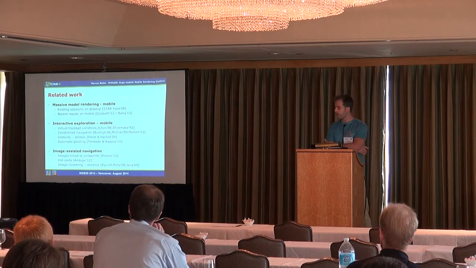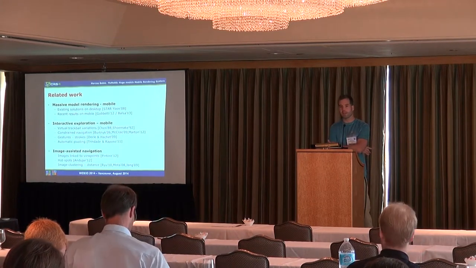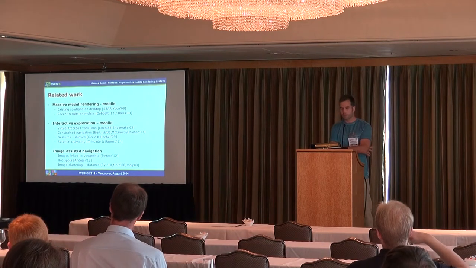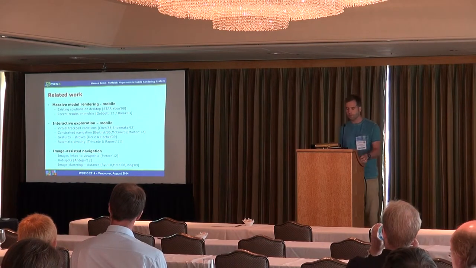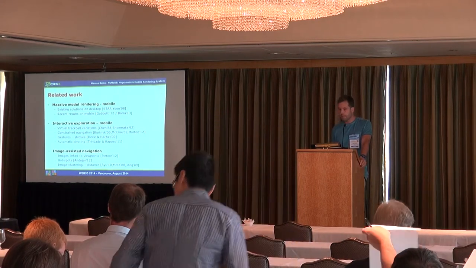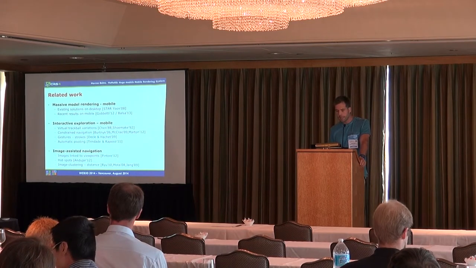There exist lots of solutions for massive model rendering on desktop systems. The most effective solutions have been demonstrated using precomputed batches of geometry, which reduce the per-primitive work, and so the rendering is much more efficient.